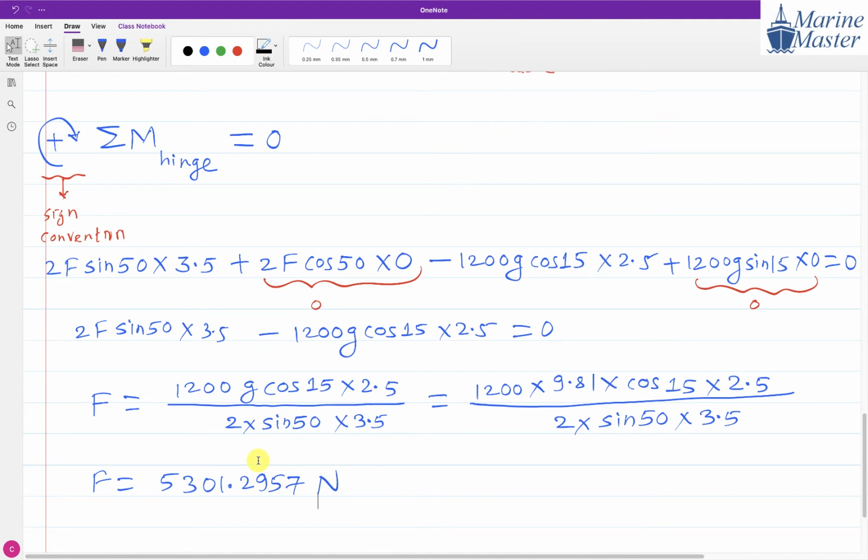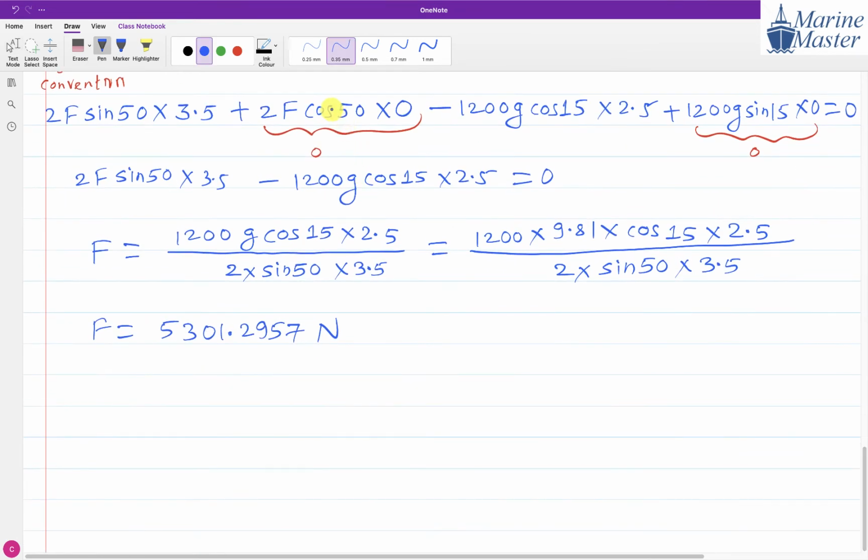So what do we have to do further, sir? Now we need to find out the tensile stress in each cable. The tensile stress formula is force by area. We already got the force, and we know the diameter, so we can calculate from the stress formula. Stress in each cable, sigma cable, is force by pi by 4 d square. Remember, the d you have to take is the cable diameter.